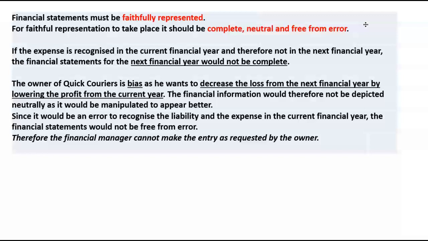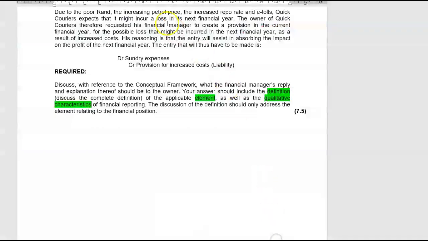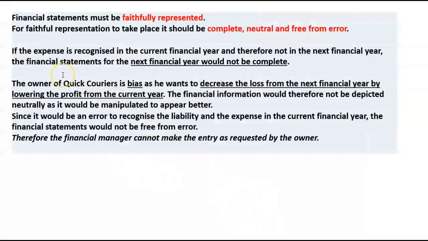So we say that if the expense is recognized in the current financial year and therefore not in the next financial year, then the financial statements for the next financial year would not be complete. He's expecting a lot of future costs, which is going to reduce his profitability. Now, with his accounting entry he debited an expense account in this year, so he created more expenses in the current year. So basically we've recognized an expense in the current financial year which he thinks is going to be incurred in the next financial year. Therefore, the next financial year is not going to show all the expenses that it should, and this financial year is going to show more expenses than it should.